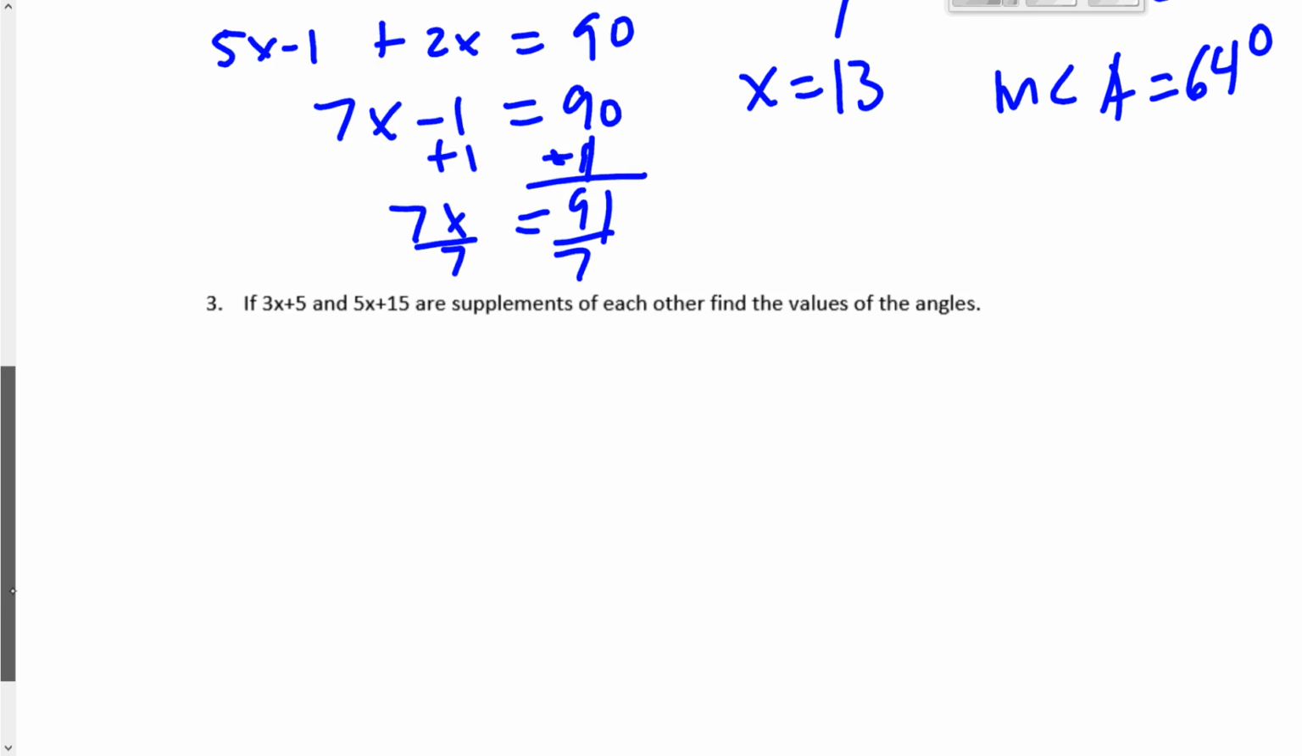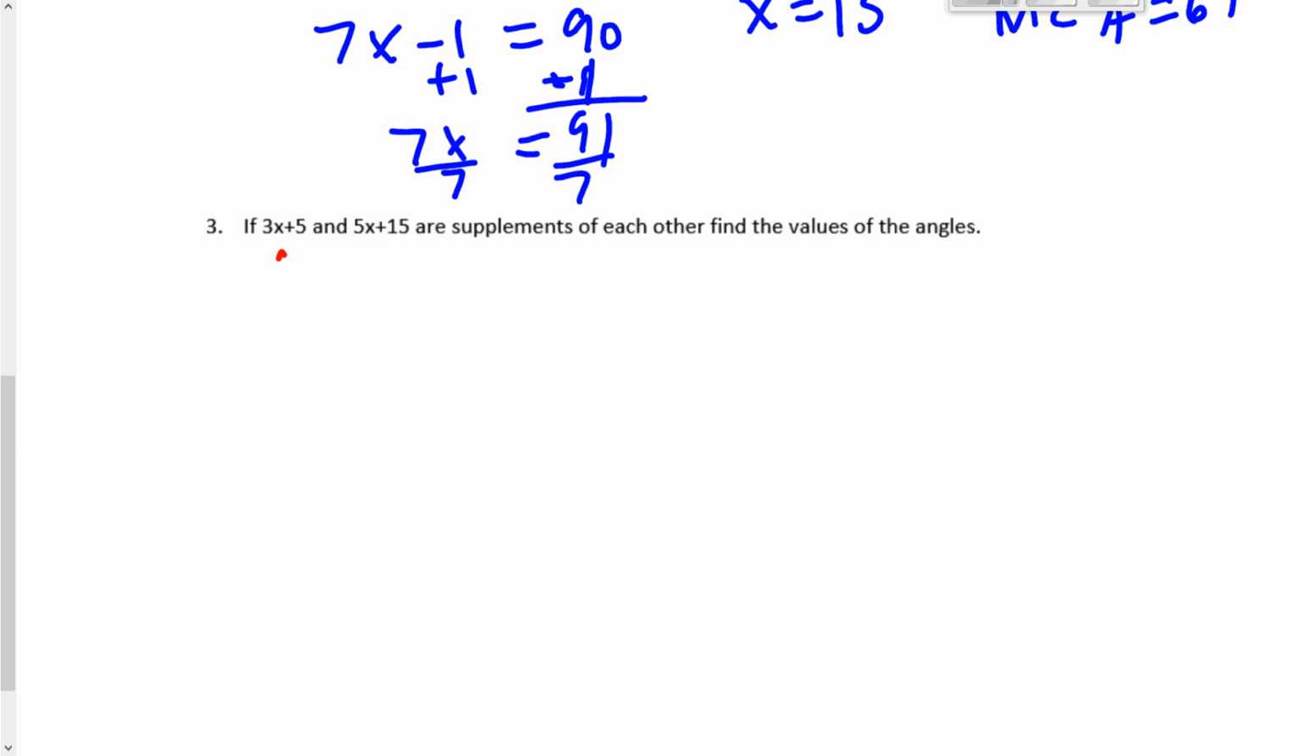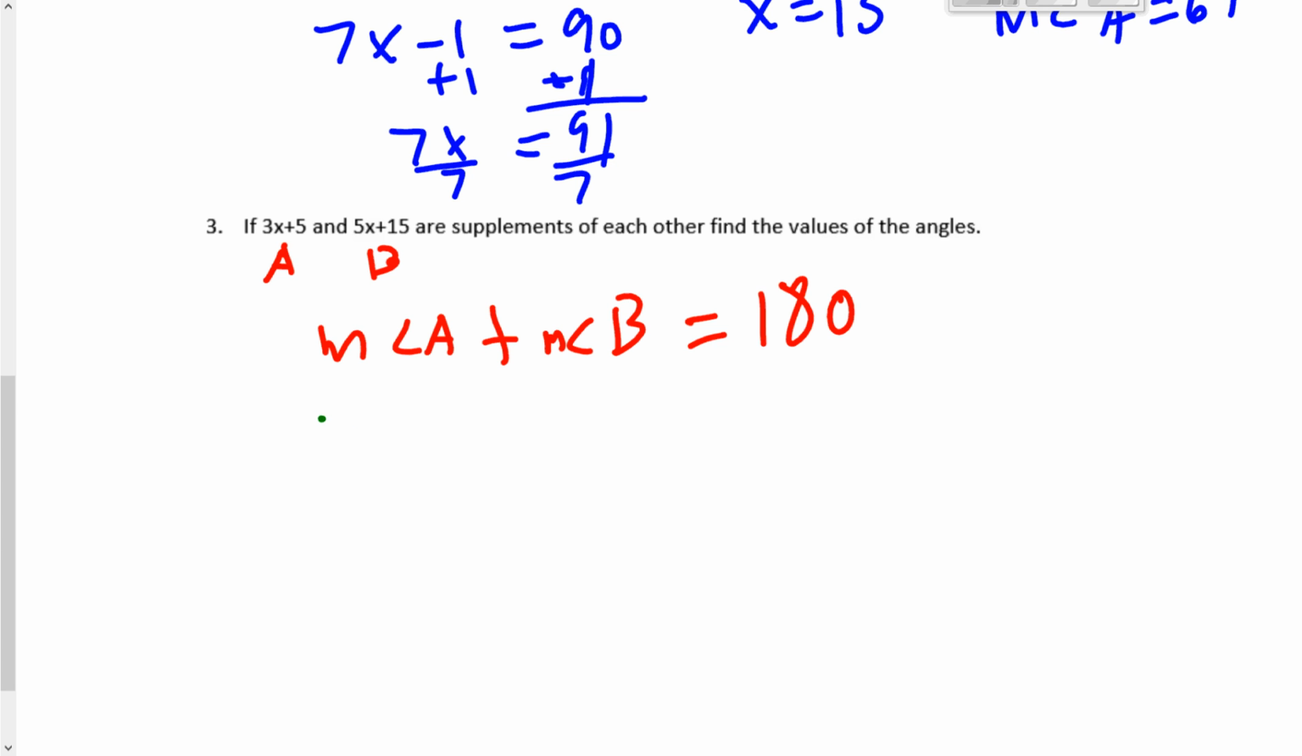Okay, the next one is supplements. Supplements means we're actually going to be adding up. So let's put an addition sign there. The M just stands for measure, so measure of angle A, measure of angle B. Add them up, that equals 180. So let's go ahead and plug those in.